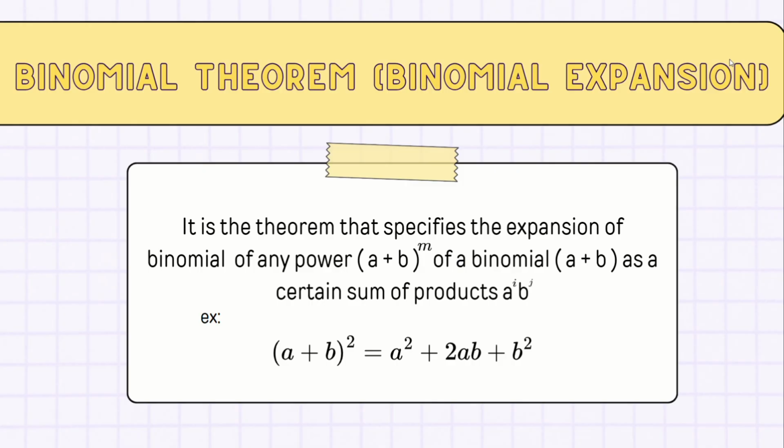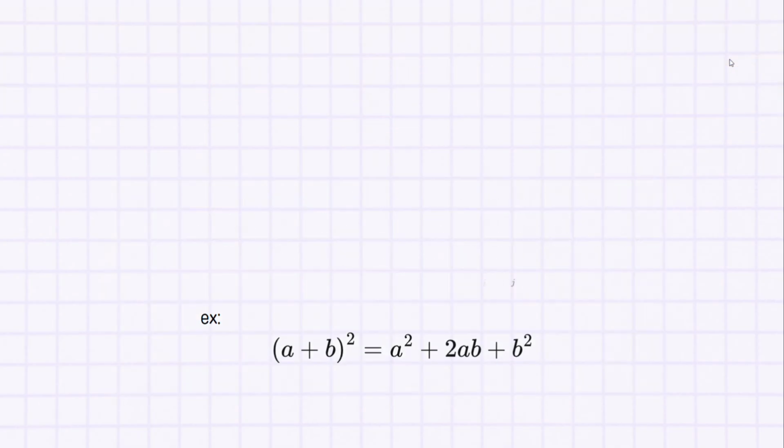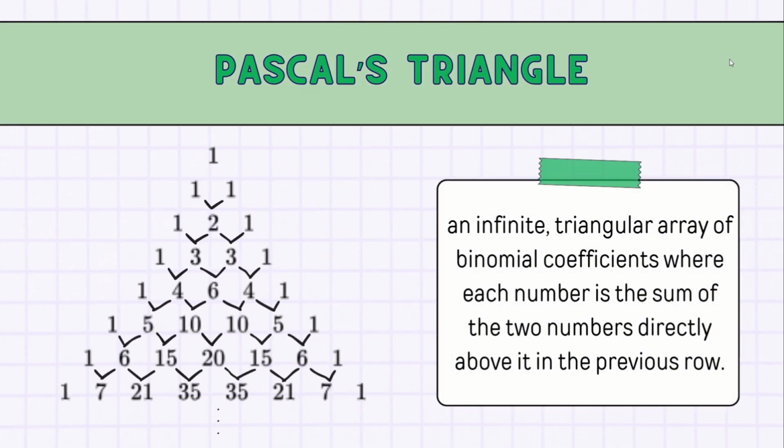Therefore, if we see any binomial raised to the power of 2, we will use the formula a squared plus 2ab plus b squared. For today's video, we will be focusing only on Pascal's triangle. Using this, we will expand any binomial expression faster and in a more organized way.